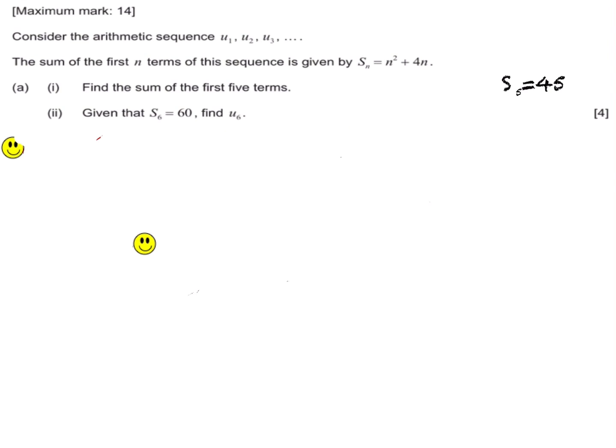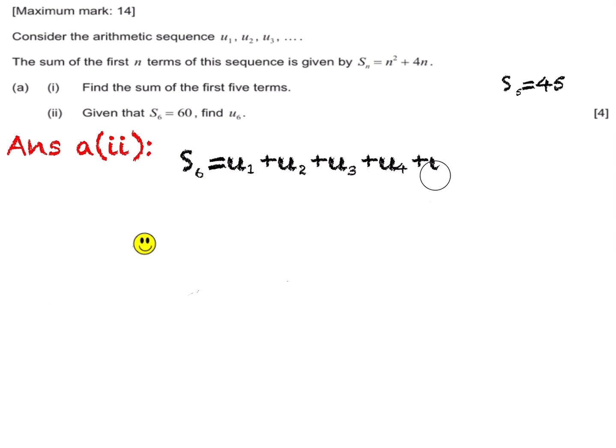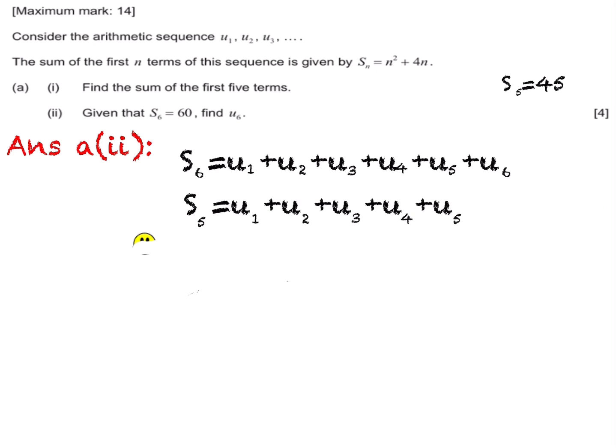In the second part of the question, we're given additional information, the sum of the first 6 terms, and we're asked to find the 6th term of the arithmetic sequence. Don't forget, our answer from the first part can be used to help solve the rest of the question. The sum of the first 6 terms means adding up the terms from the first term to the 6th term. We can express S5 in a similar way as the sum of the terms from the first term to the 5th term.